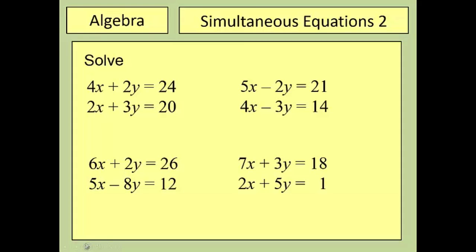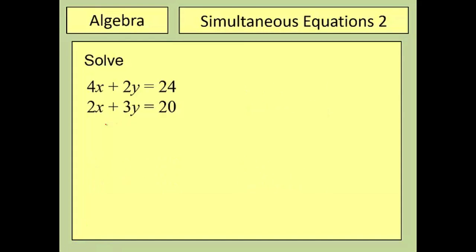Okay, here are the answers then. So for the first question, I notice a nice link between the 2x and the 4x, so I'm going to keep the first equation the same, 4x plus 2y equals 24, but I'm going to double the second equation. I double 2x, I get 4x, I double 3y, I get 6y, and I double 20, I get 40.